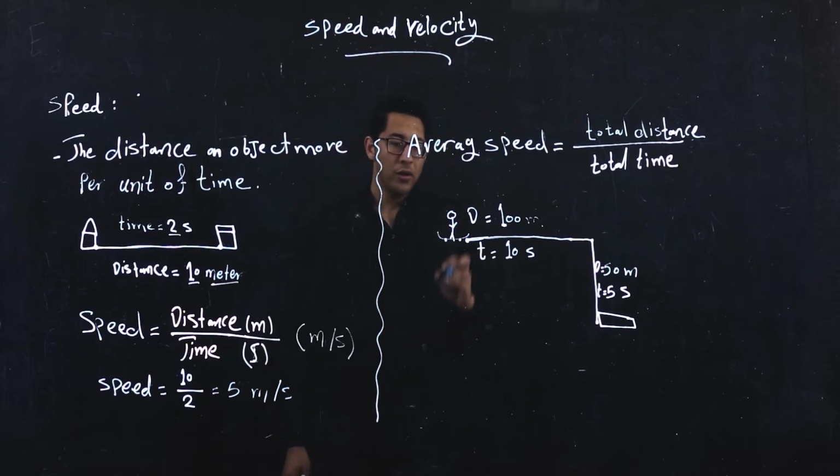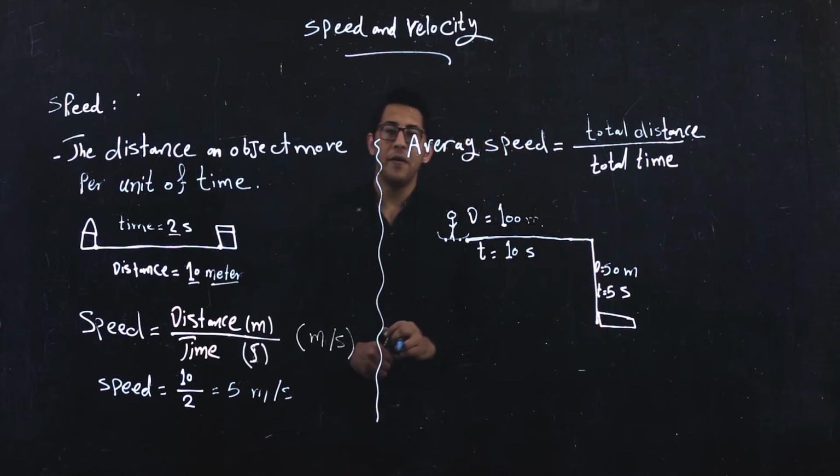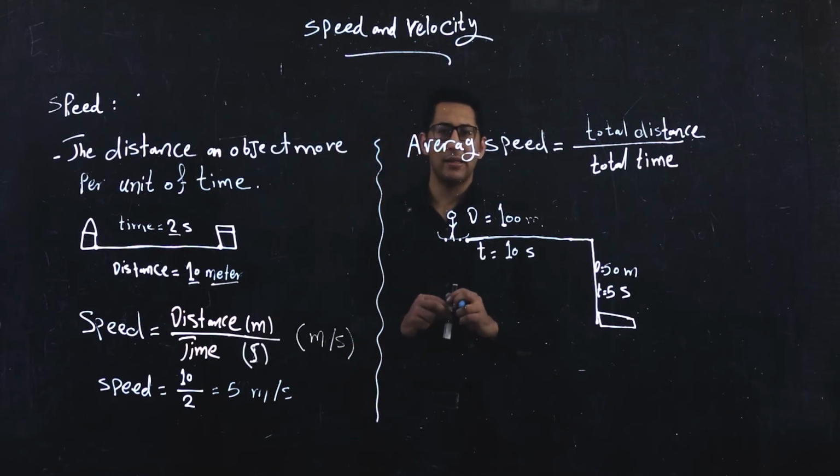So now you start moving with the skateboard. You move to the east, and you walk 100 meters in 10 seconds. Then you start moving until you reach here, then you go down to go to the playground, and you move 50 meters in 5 seconds. So I want to calculate the average speed.